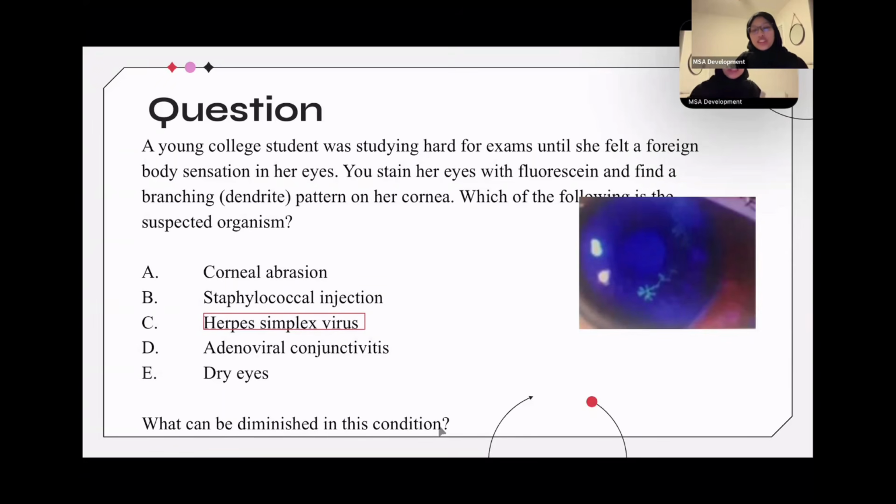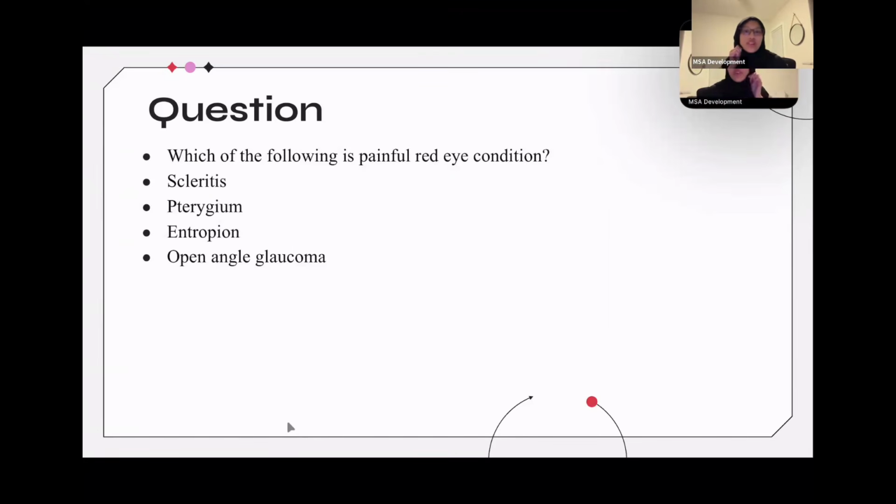What can be diminished in this condition? If I give you choices, corneal opacity, corneal sensation, foreign body, whatever. What is decreased here? Because the cornea is invaded, corneal sensation is diminished. Okay, remember that. They cannot feel it as much, and they will feel a foreign body sensation, but diminished corneal sense.